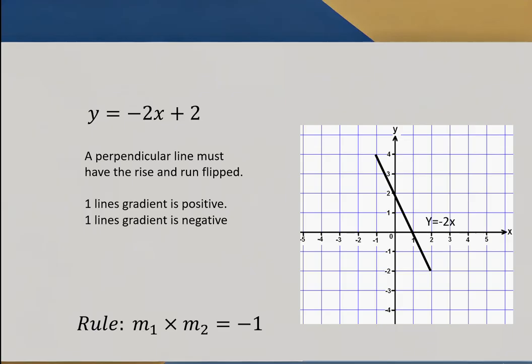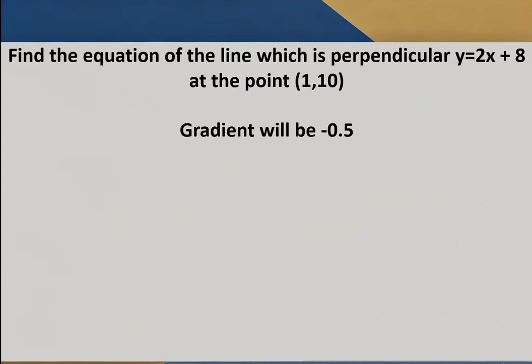So for the perpendicular line, I must have the rise and run flipped. One line's gradient is positive, the other line's gradient is negative. Let's have a go at some questions. Find the equation of the line which is perpendicular to y equals 2x plus 8 at the point (1, 10).